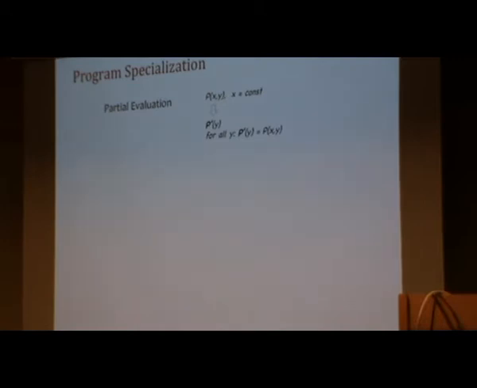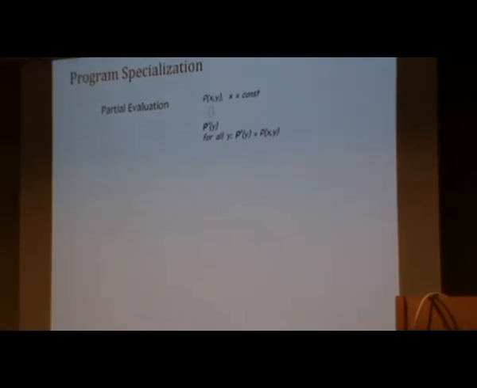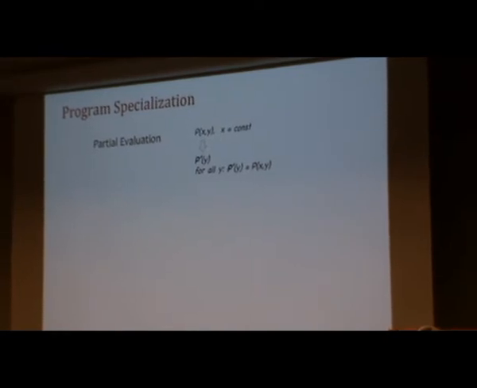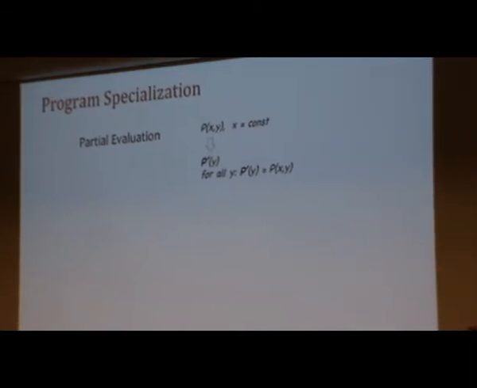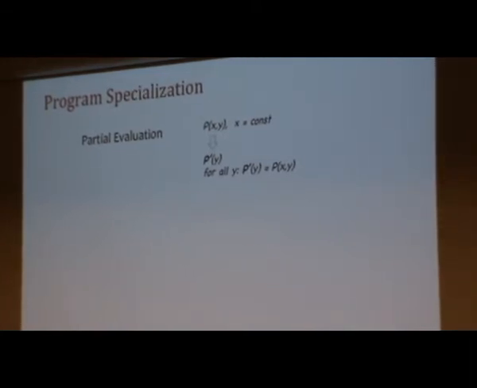Program specialization has a 40-year history of study in partial evaluation, where you have a program with two arguments, for example, and if one argument is a known value, like a constant, then you can automatically transform this program into another program, which is equivalent to the original program. And it's sometimes better.